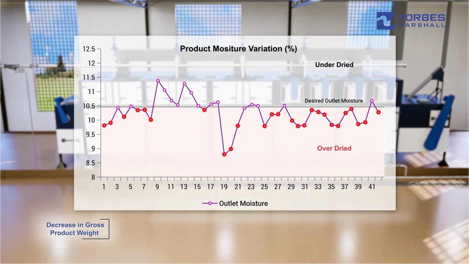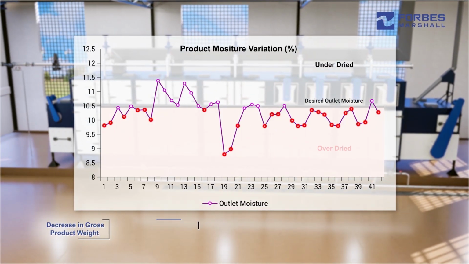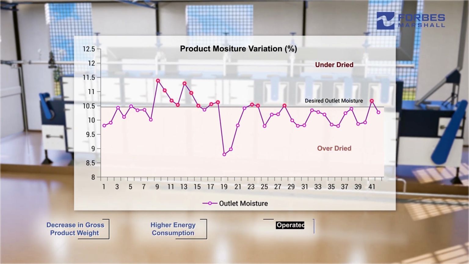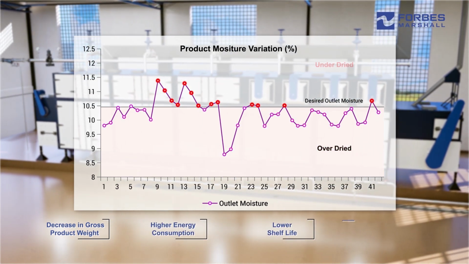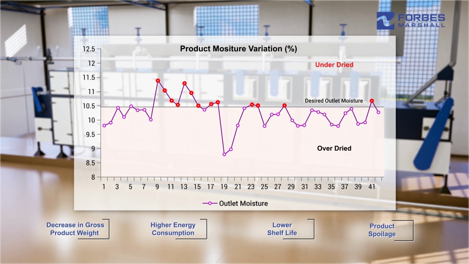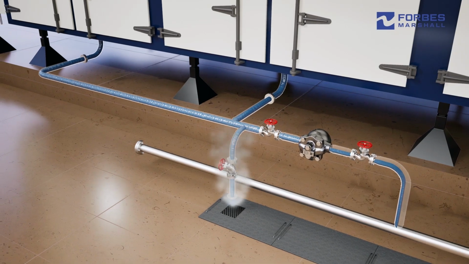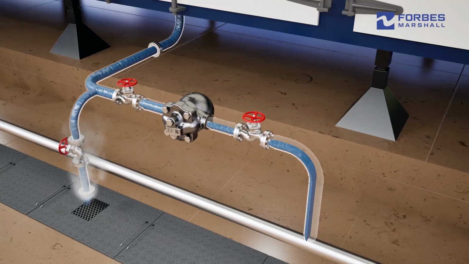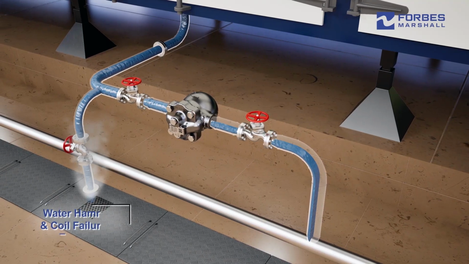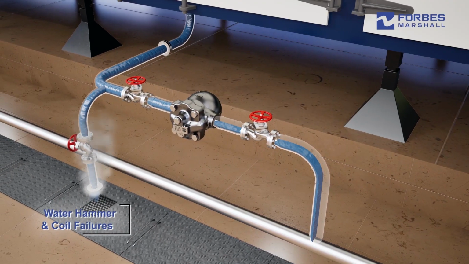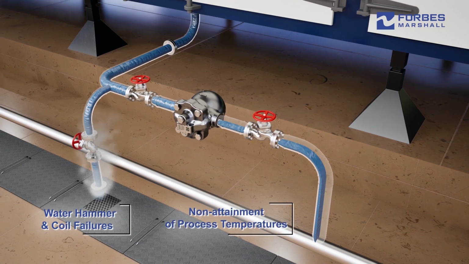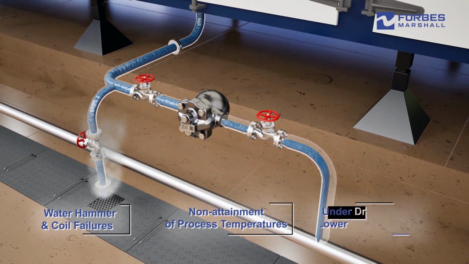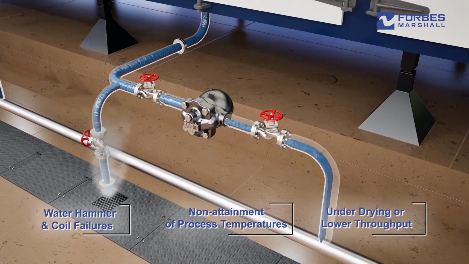Overdrying results in a decrease in gross product weight and higher energy consumption, while underdrying impacts shelf life and causes product spoilage. Condensate evacuation issues in the dryer due to group trapping and incorrect steam trap selection lead to water hammer and dryer coil failures, as well as non-attainment of desired process temperatures, leading to underdrying or lower dryer throughput.